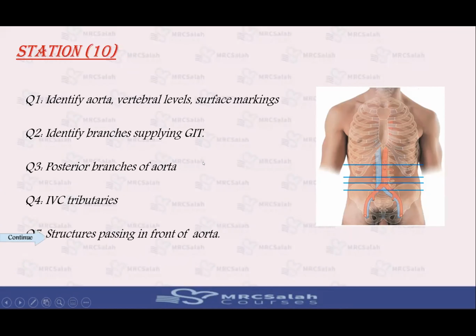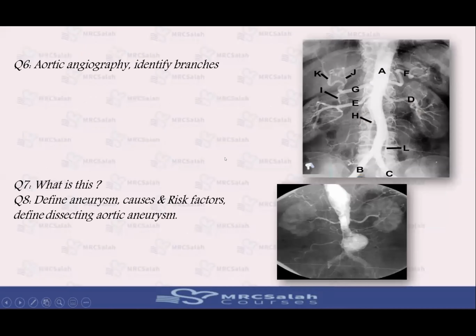Okay. Next question. The structures passing in front of the aorta? Celiac trunk, superior mesenteric artery, body of pancreas, and third part of the duodenum, I guess. I think splenic vein, renal vein, left renal vein, right? Yes. And the root of mesentery at last. Oh, okay, sorry. This is an aortic angiography.